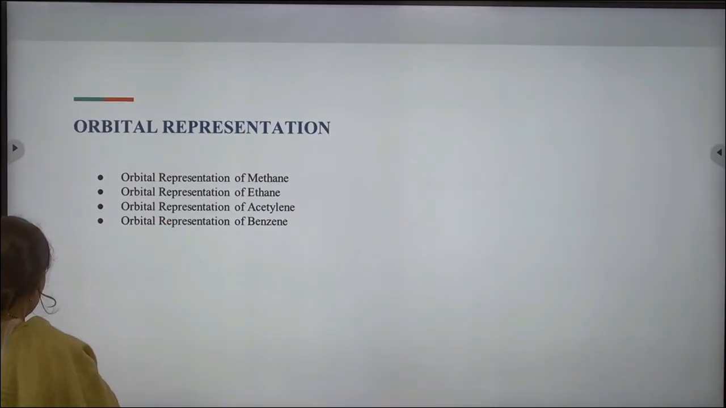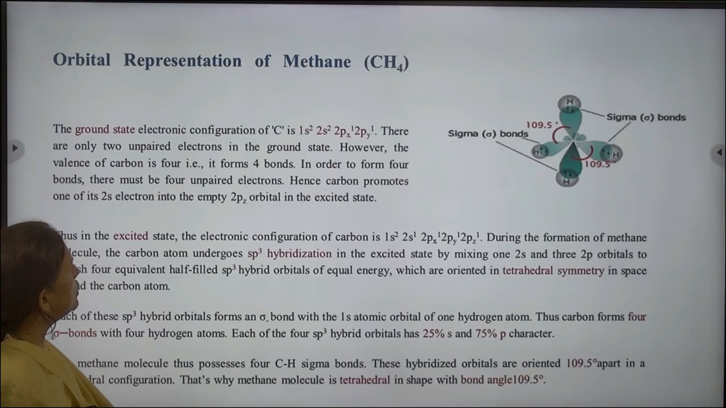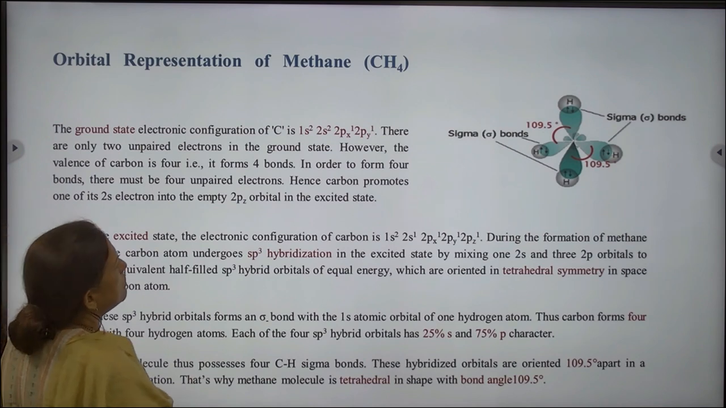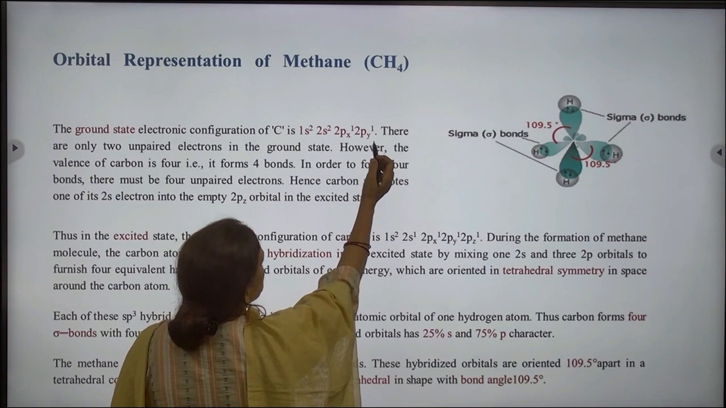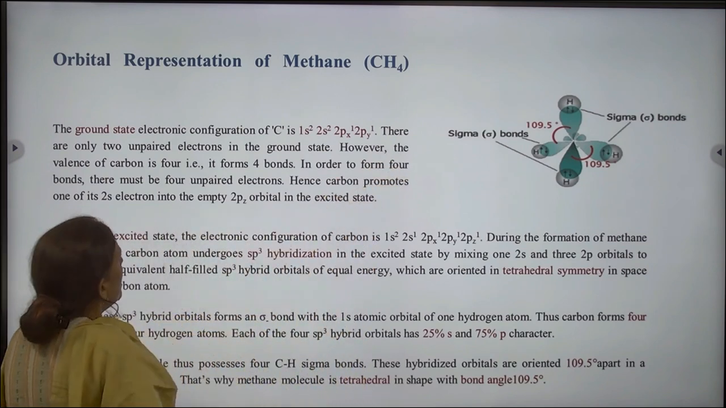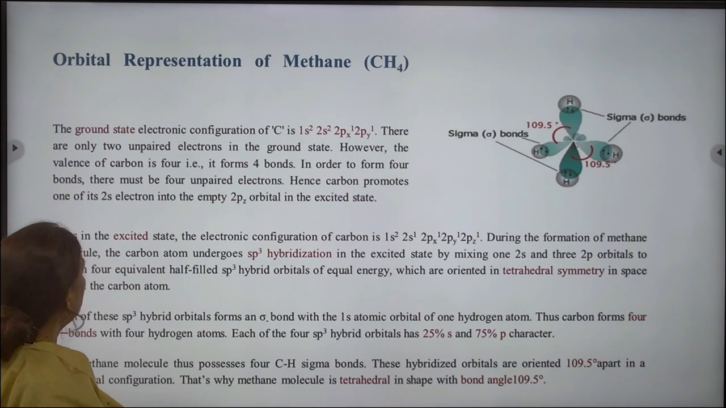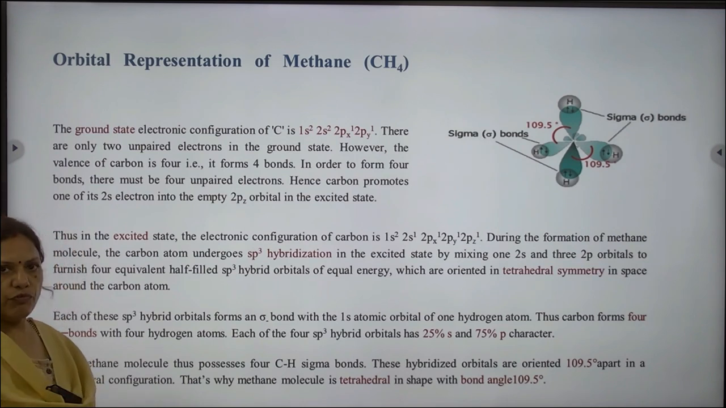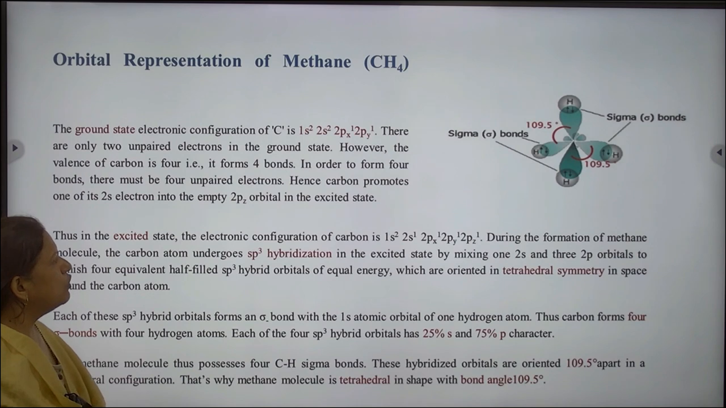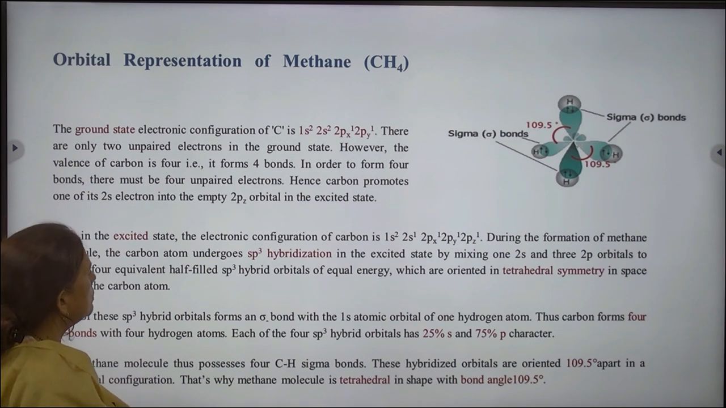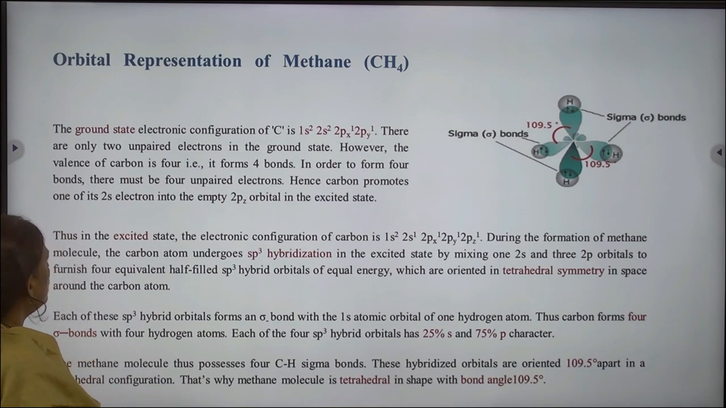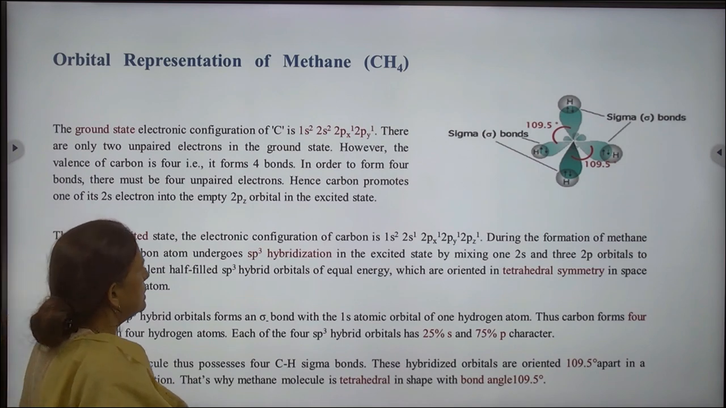Orbital representation. Orbital representation of methane. The ground state electronic configuration of carbon is 1s2, 2s2, 2px1, 2py1. There are only two unpaired electrons in the ground state. However, the valence of carbon is 4. That is, it forms four bonds. In order to form four bonds, there must be four unpaired electrons. Hence, carbon promotes one of its 2s electrons into the empty 2pz orbital in the excited state.